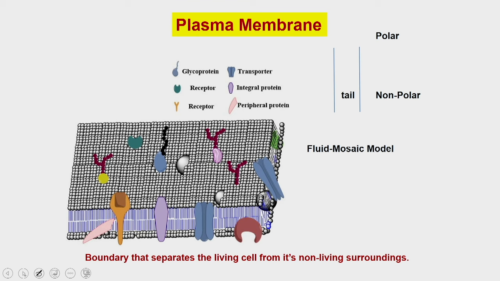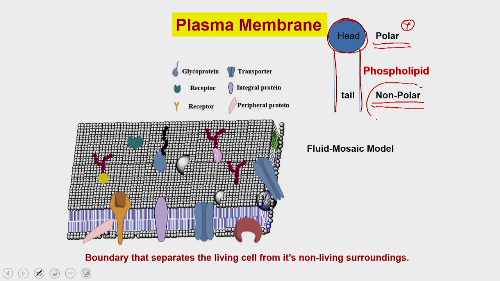And why are they arranged in two layers? Because the phospholipids which make up the plasma membrane have a unique feature. In a typical phospholipid, you have a head on the top, and then you have the tails. This head is polar, which means it is a charged molecule, whereas the tail is non-polar, which means this portion does not like water. So the head is always directed towards the water or the aqueous environment, whereas the non-polar tail is directed towards non-polar interaction. That is why the two phospholipids are arranged tail to tail and head to head.